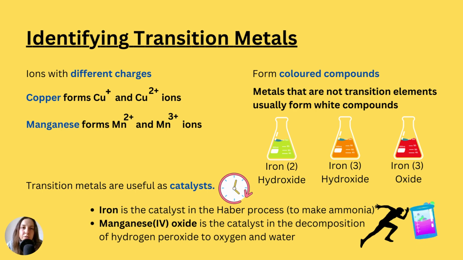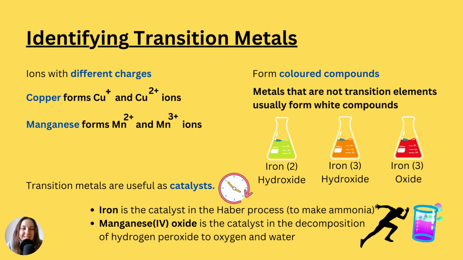You can also identify a transition metal because of the colored compounds which form. So, metals that are not transition metals will often form colorless compounds, so white compounds. However, if a metal is a transition metal, we will know it is because it forms a colored compound. So, we've got iron 2 hydroxide, it has like a green kind of color. We've got iron 3 hydroxide, which is that orangey color, which is that rust. And iron 3 oxide can also be kind of like a reddish color too.